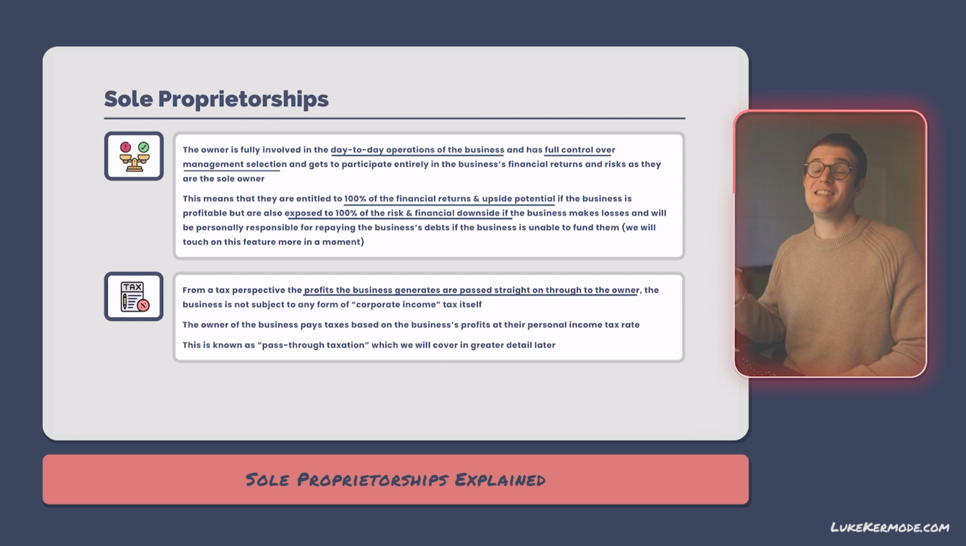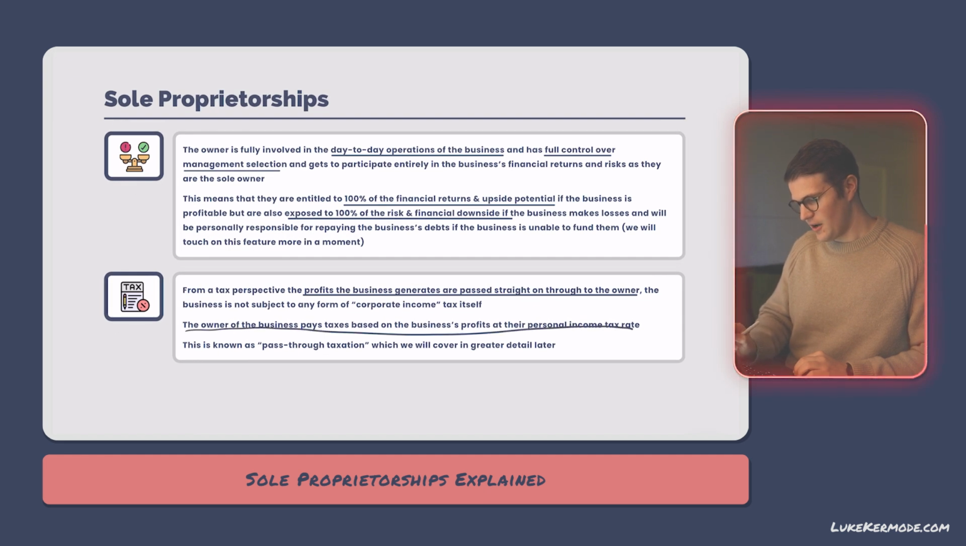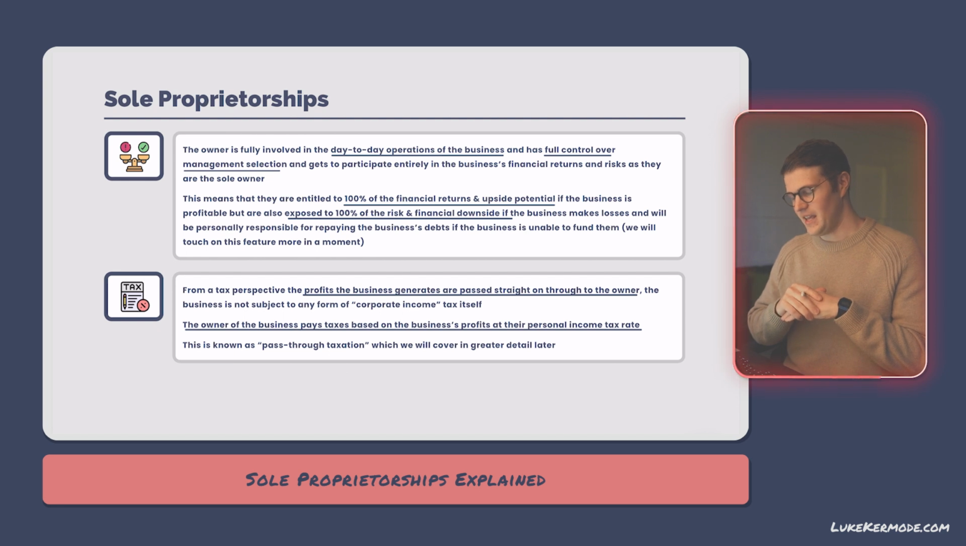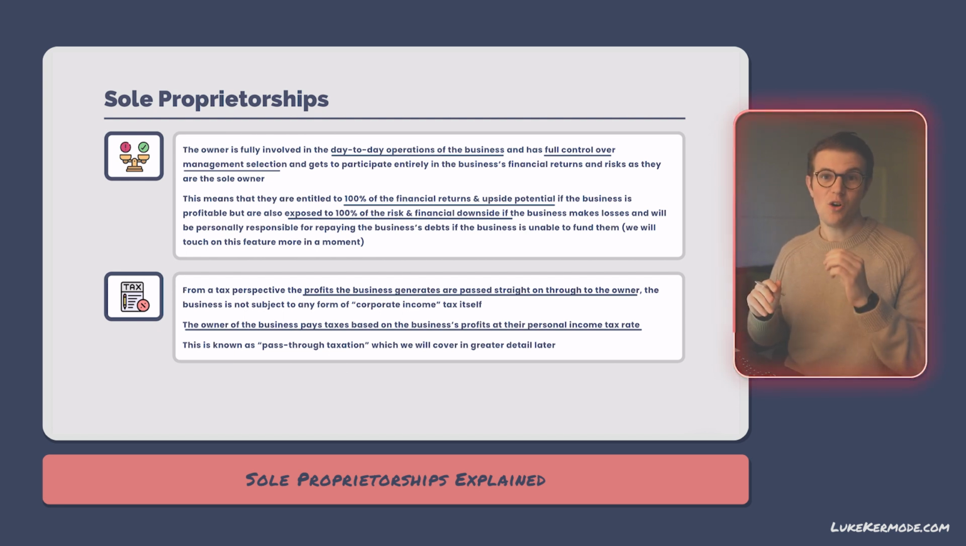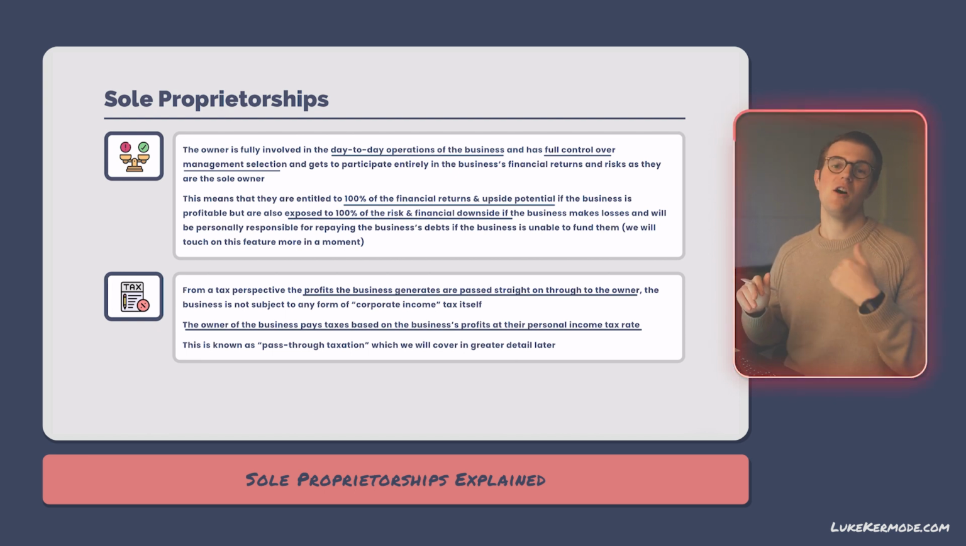So the business doesn't pay any taxes, but the owner pays taxes at their personal income tax rate on the business's profits. The owner of the business pays taxes on the business's profits themselves, but the business does not pay taxes. So there's no corporate taxes due, there's only personal taxes due by the owner on the business's profits.